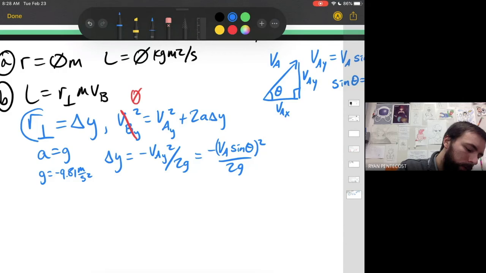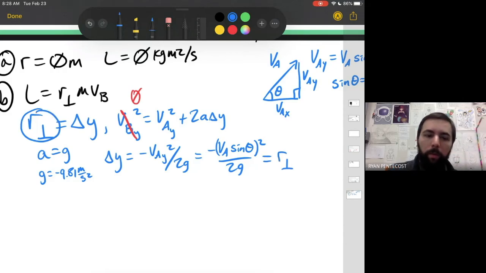We were looking for r. So this is our radius. Our perpendicular radius is negative VA sine theta quantity squared divided by 2g. But now m is just m. It just says m. We're just using variables.